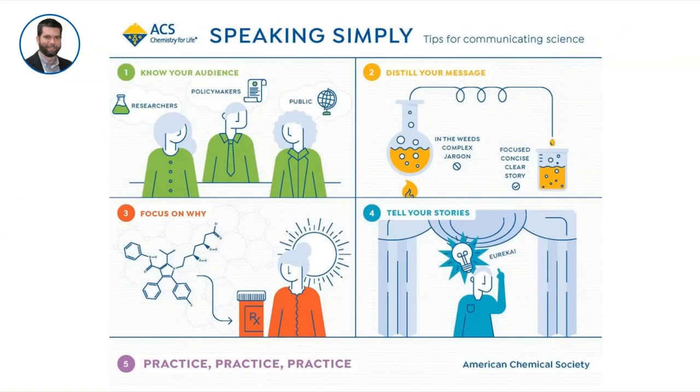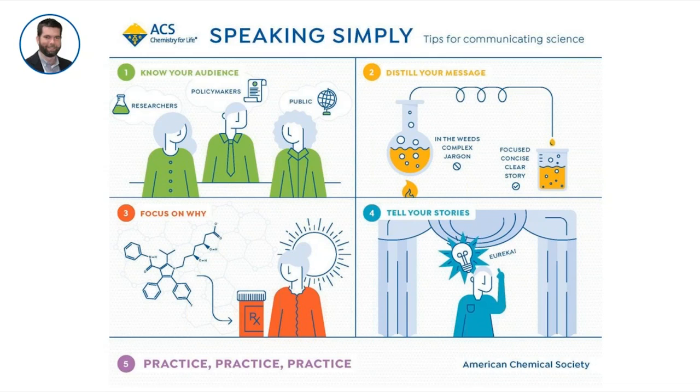And one of the things that we talk about at ACS is about speaking simply. And we have some tips here. We're going to focus on knowing your audience, but that's the first step, is figuring out who you're trying to reach and what is important to them. And then you want to distill the message. You may be able to speak to your fellow scientists with a lot of technical terms that will completely go over the heads of a general audience or those without the training that you've had.